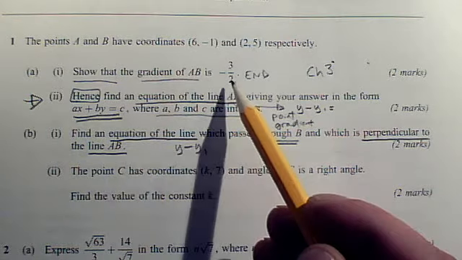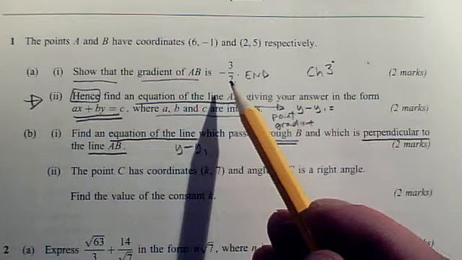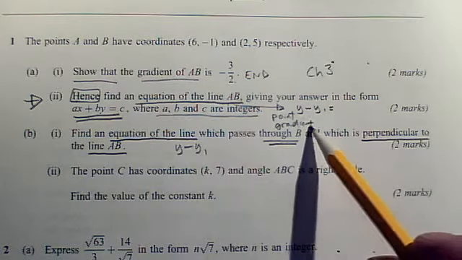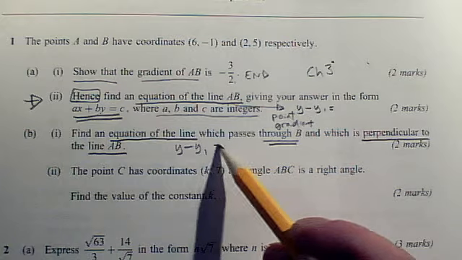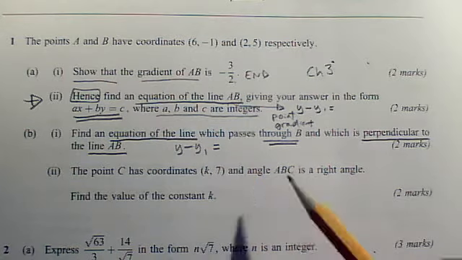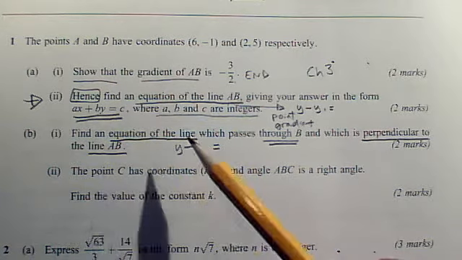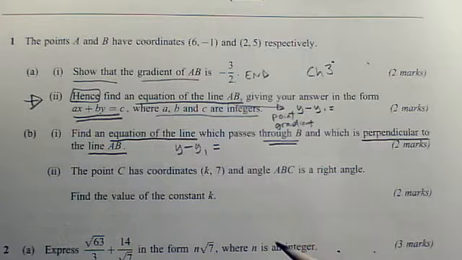So there's the gradient of AB. You need to set up the perpendicular gradient to that. That will give you the gradient. The point is point B, and use your y minus y1 recipe again. This time your equation can be given in any form, so you don't need to get it into one like that.